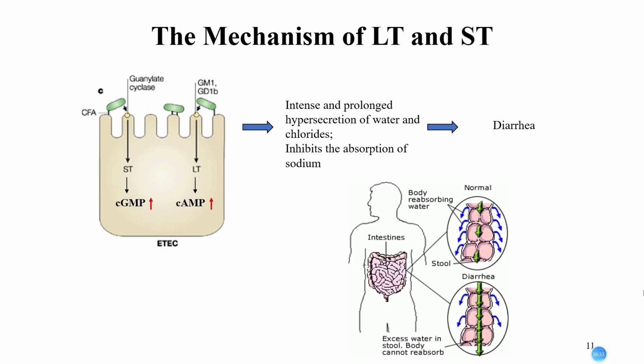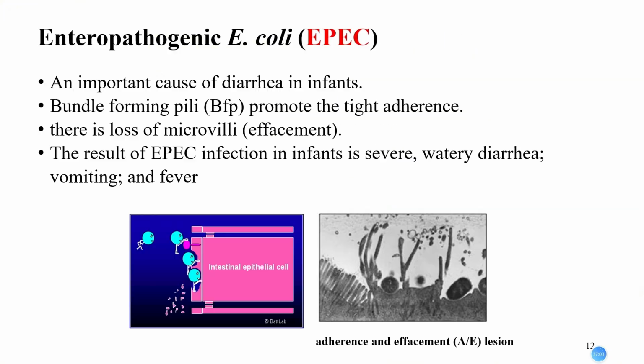So secretion, and also inhibited absorption of sodium, means that a large amount of water goes into the lumen, and that water and sodium cannot be absorbed, and that can cause intense diarrhea. So this is the LT and ST toxin problem, which causes intense diarrhea.